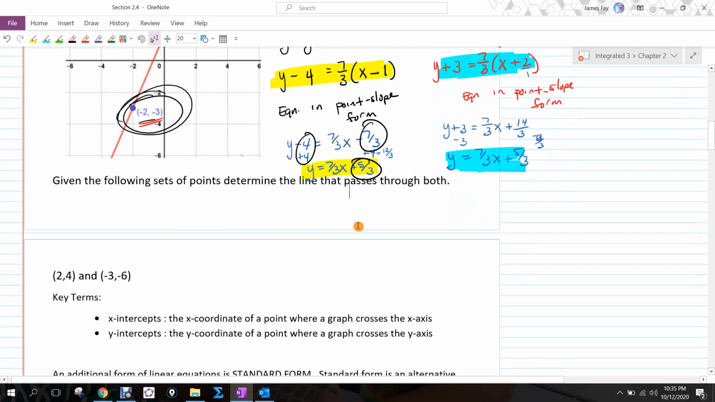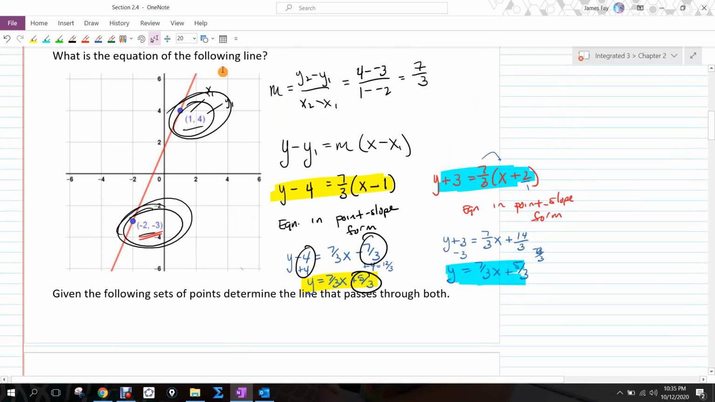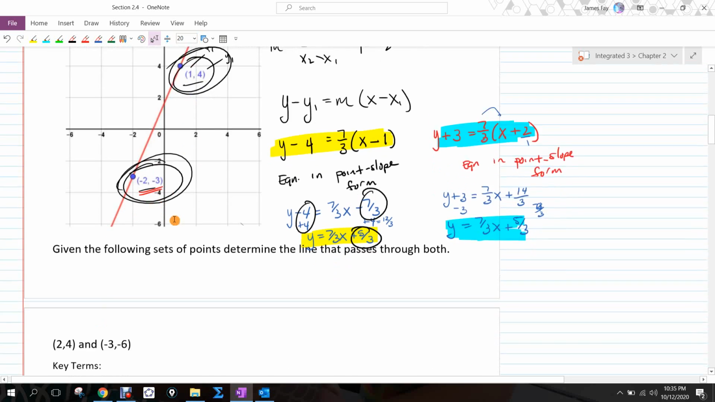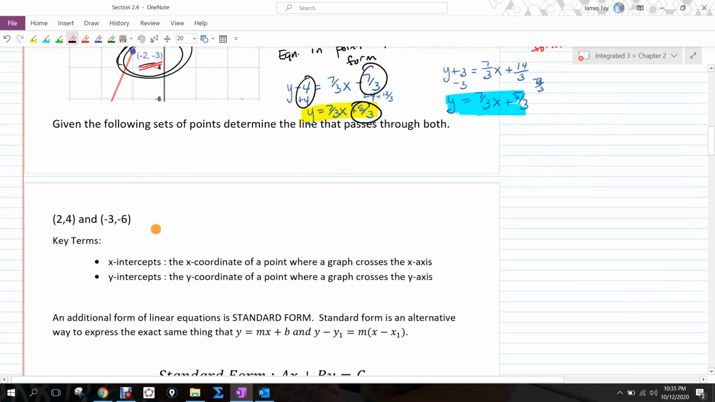Okay. So one thing that we like to see, or a question that we're commonly given, it says, given the following set of points, determine the line that passes through both. Okay. So essentially it's the same problem, except for instead of giving you the picture, they just give you these 2 points. So same thing. Whenever we find the equation of a line, we need 2 things. We need a point that is on the line, we need the slope of that line. So let's first find the slope here.